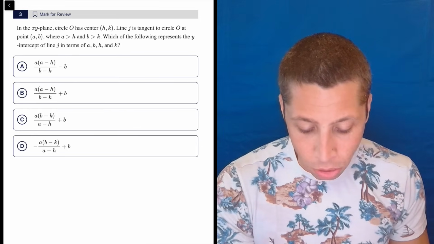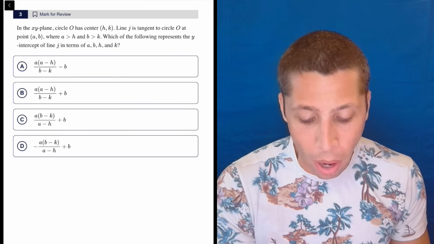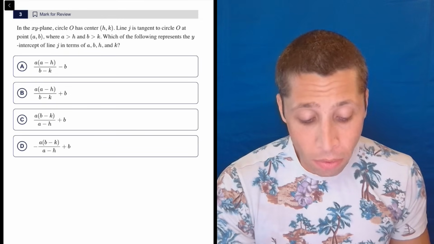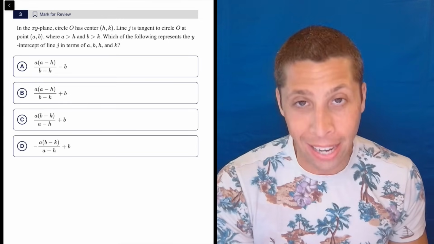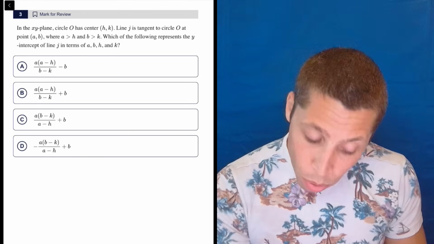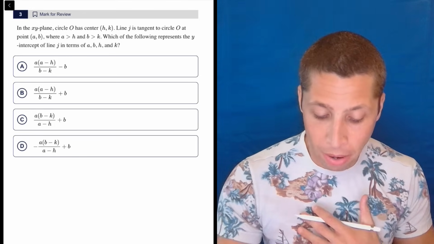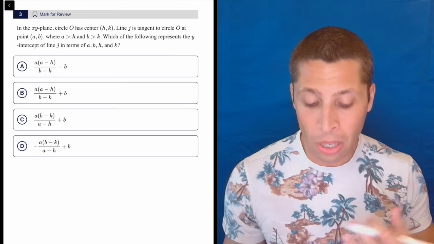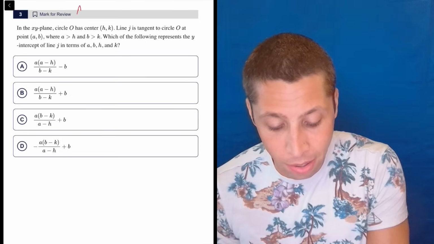In the XY plane, circle O has center H, K. Line J is tangent to circle O at point A, B, where A is greater than H and B is greater than K. Which of the following represents the y-intercept of line J in terms of A, B, H, and K? So again, as soon as I start looking at this thing, I know I'm picking numbers because they're telling me things about H and K, they're telling me things about A and B, but they're never giving me numbers. It seems pretty safe to just make some up and arithmetize this question.